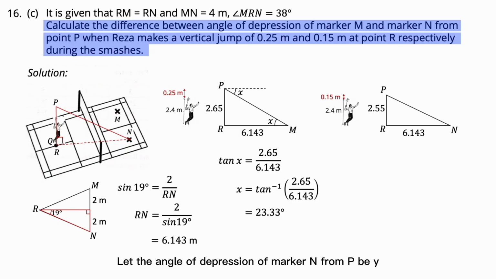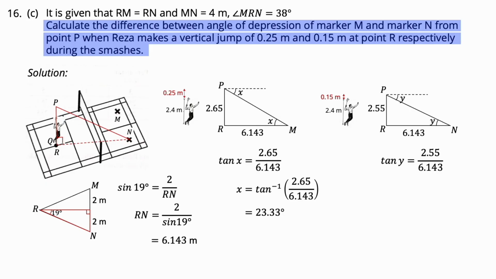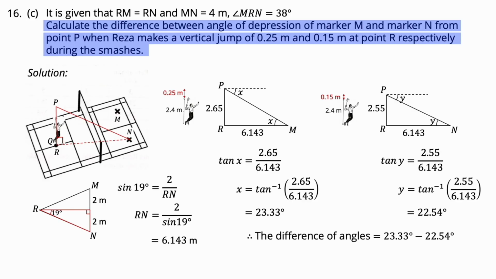Let the angle of depression of marker N from P be y. Angle PNR is an alternate angle of y. By using the formula of tangent, opposite over adjacent, tan y equals 2.55 over 6.143, y equals 22.54 degrees. Therefore, the difference between the angles of depression of marker M and marker N from point P is 23.33 degrees minus 22.54 degrees, that is 0.79 degree.